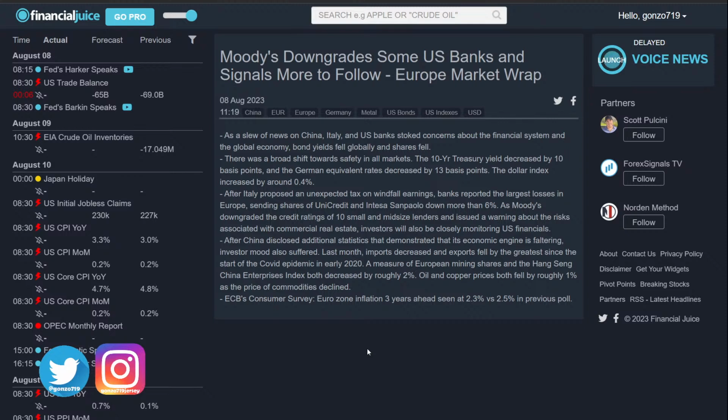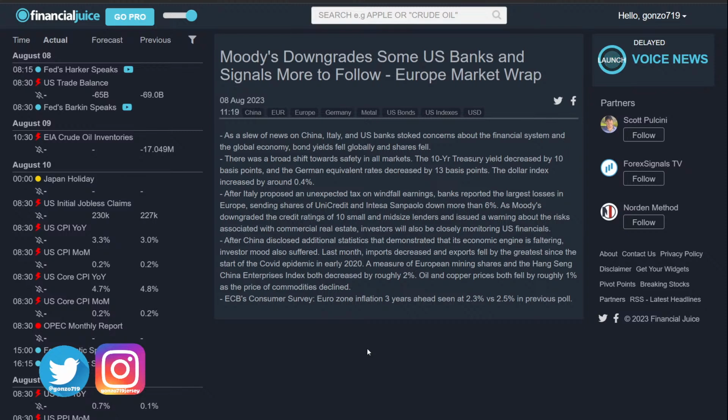After Italy proposed an unexpected tax on windfall earnings, banks reported the largest losses in Europe, sending shares of Unicredit and Intesa Sanpaolo down by more than 6%. Moody's downgraded the credit ratings of 10 small and mid-sized lenders and issued a warning about the risks associated with commercial real estate. So commercial real estate is really in trouble. Investors will also closely monitor U.S. financials.